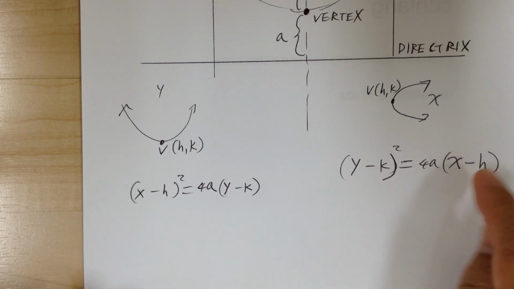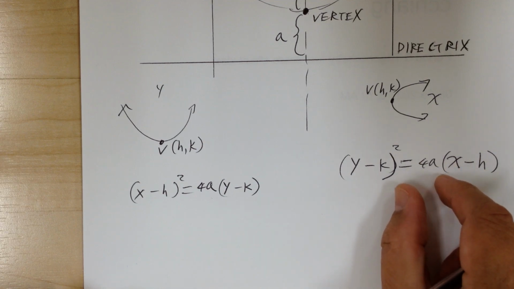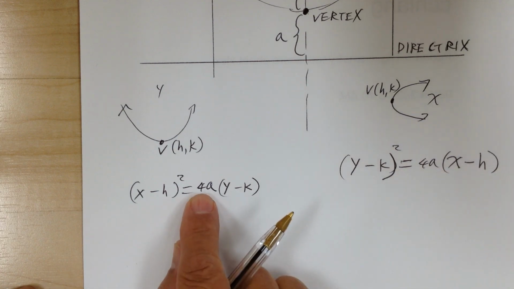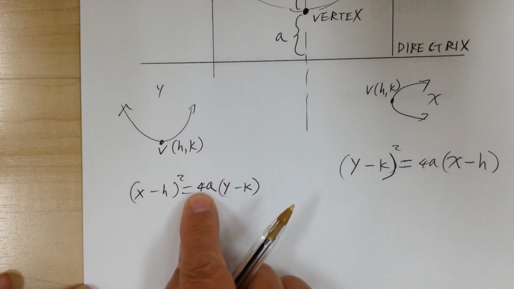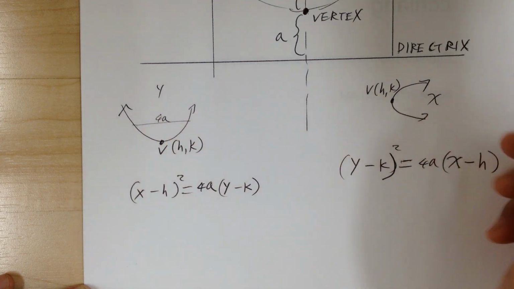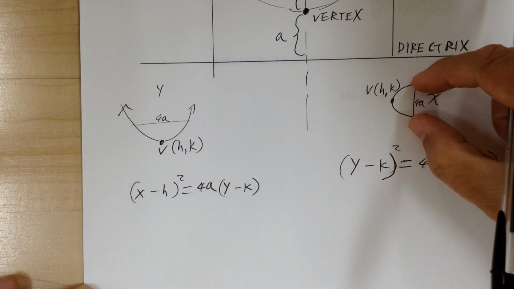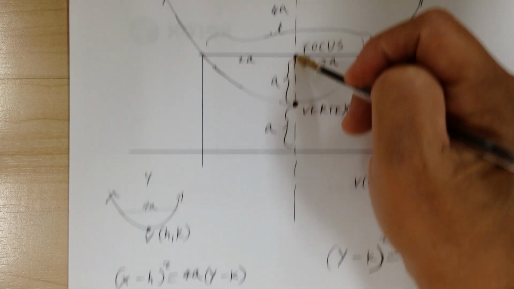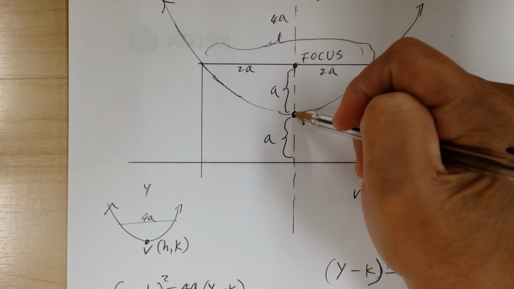So this tells you that this opens in the x direction, and this is the width of the opening at the focus. Again, this is opening in the y direction, and this tells you the opening at the focus. So this is the 4a. 4a tells you the opening over here. And a is the distance between the focus and the vertex.